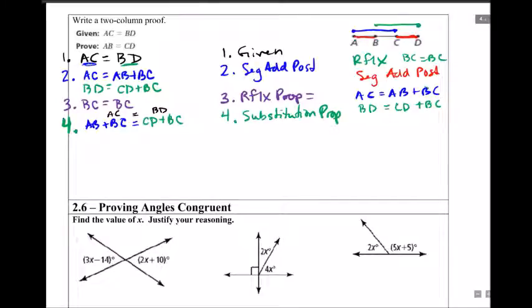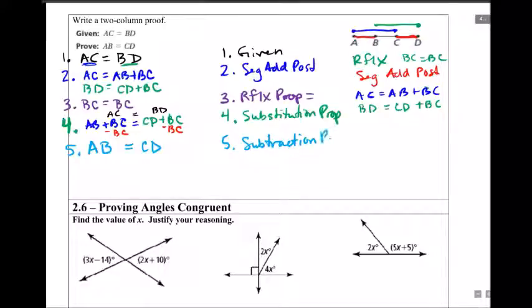Okay? Now what do I want to do? I'm going to subtract the length of BC from both sides. And I can do that. Right? So what does that leave me with? The length of AB equals the length of CD. And what let me do that? The subtraction property of equality. Because the length of BC is just a number. And look, I ended up with what I wanted to prove. So you have to think your way through these, and order can be changed.